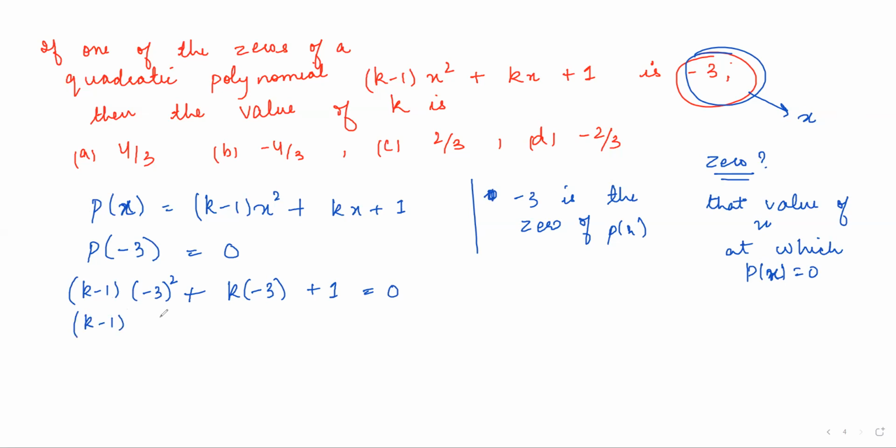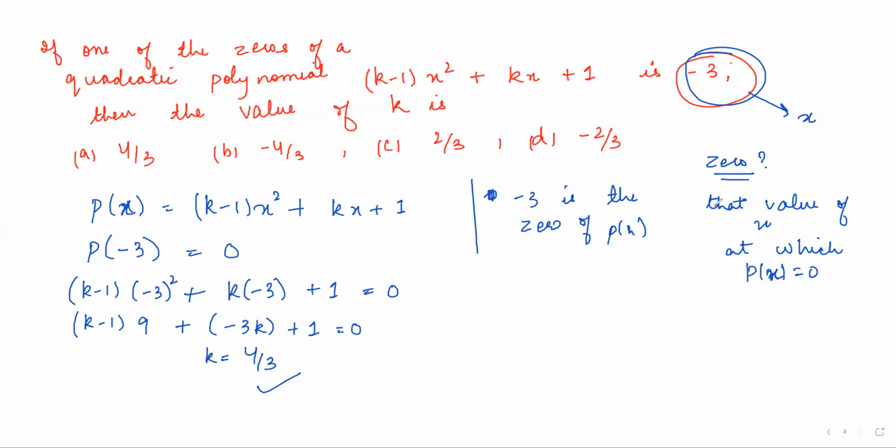(k minus 1) into minus 3 and minus 3, so minus will be gone, it will be 9 plus... then this is minus 3k, so k is 4 by 3. Yes, so much time you are taking. That's right, k is equal to 4 by 3.